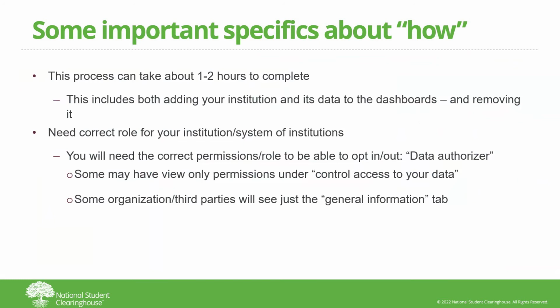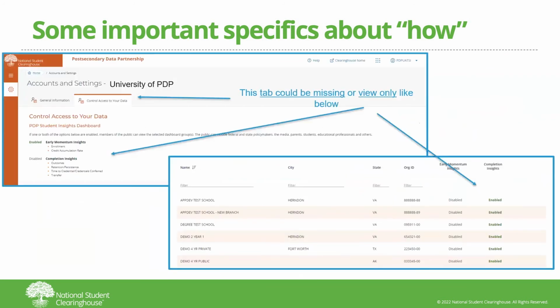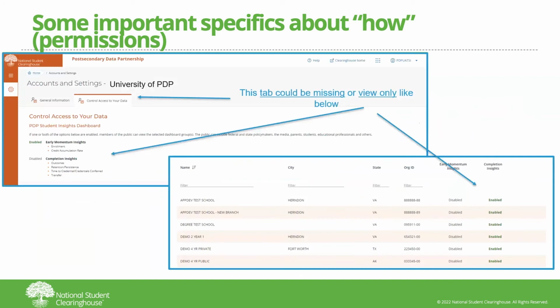In addition to this, you also need to have the correct role for your institution or system of institutions. The correct role to be able to opt in or out of this is what we have termed the data authorizer role. Some of you may already have that permission and some of you may not. So I just wanted to show you, if you don't have the correct permissions, what I showed you before may look slightly different. This can come in a couple of different ways, and I wanted to show you so that you can understand, hey, if I encounter this, it may be because I don't have the correct permissions, and I may need to pursue getting them if I do want to control access to my data.